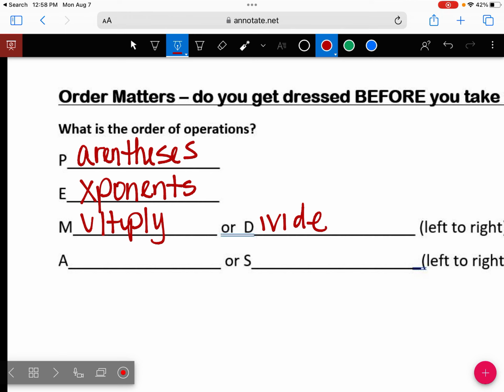So you don't always multiply first. You do whatever comes on the left first. And then last is add or subtract. And that's the order of operations. That's the order that we're going to simplify expressions in. So now that we have done that, let's go back and do the 2 questions that we took a guess on. Let's see if our guess was right.